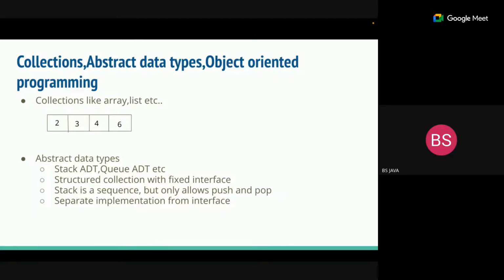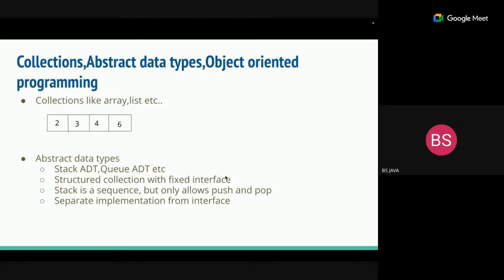What are abstract data types? Here you see stack abstract data type, queue abstract data type, and now you know what is interface and what is specification, right? A stack abstract data type is like a data type we can use to store values, and it defines what we can store and the operations we can do on the stack. There will be a limit on the operations we can do on a stack.